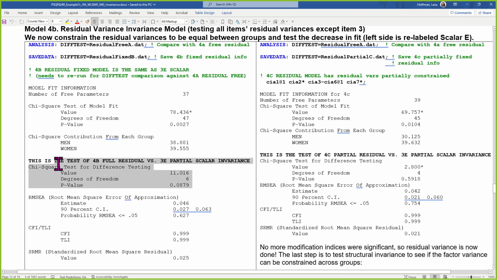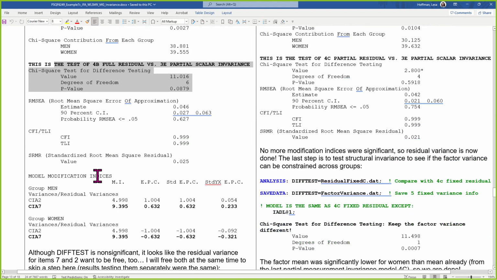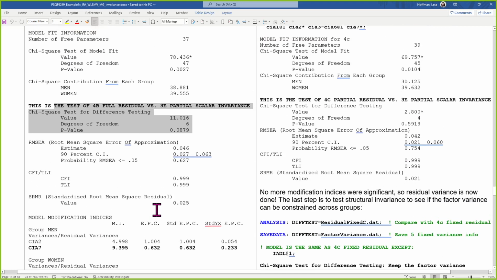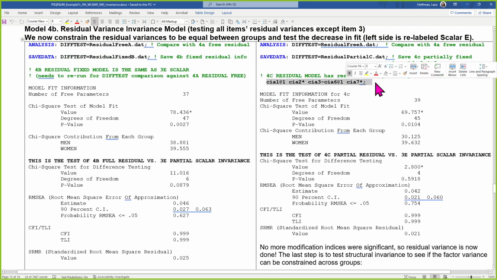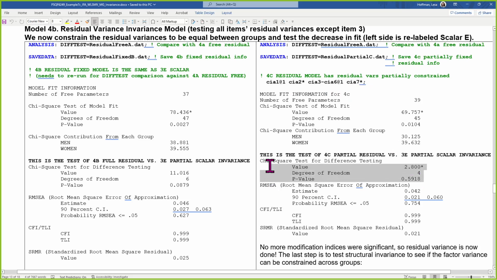Diff test says almost not worse. Modification indices say that item 2 and item 7 want their residual variances to be different, so I tested those in sequential models, saved you a step, and this is where we end up with. So item 1, 3, 4, 5, 6 are all equal, and 2 and 7 want to have different amounts of residual variance in the final solution. Diff test says that's fine.